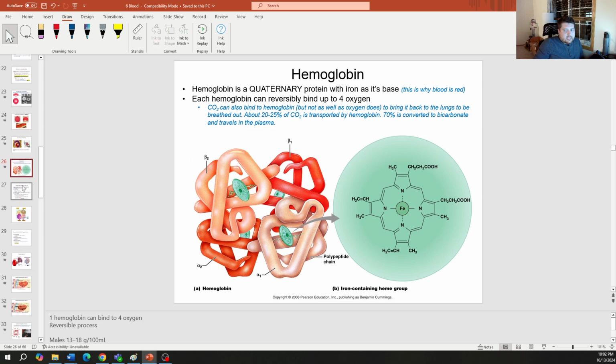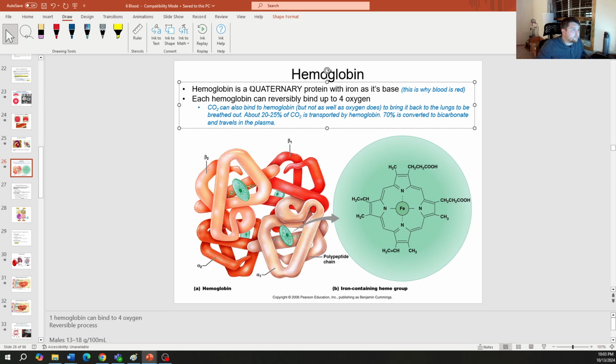Now we talk about hemoglobin. Red blood cells have tons and tons of hemoglobin. Remember, 97% of their entire cell, not counting water, is hemoglobin. We'll also talk about hemoglobin a bit in biochemistry, so make sure we pay attention here, because you should have already heard a little bit about hemoglobin in biochemistry when we talked about proteins and how proteins are built.